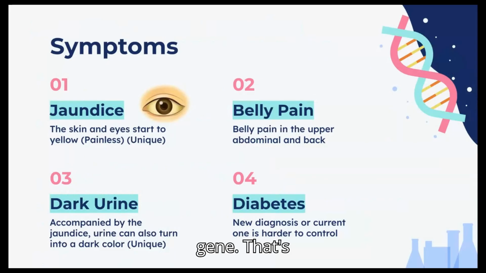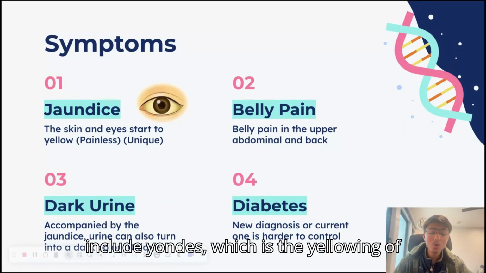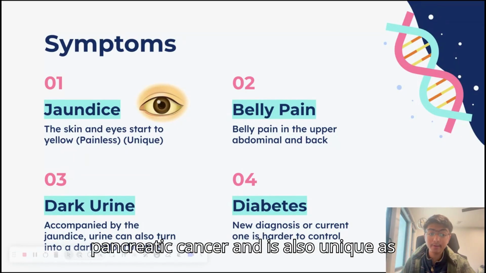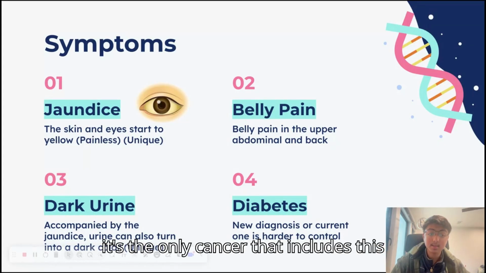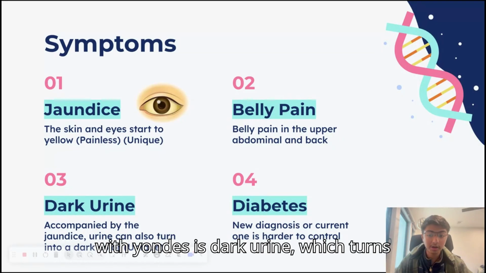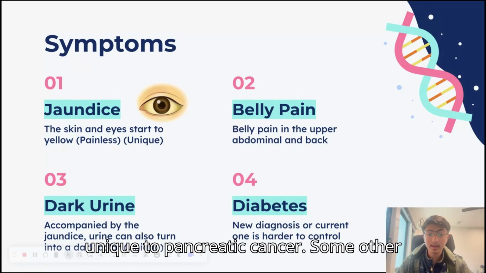Some of the symptoms of pancreatic cancer include jaundice, which is the yellowing of the skin and the eyes. It is painless in pancreatic cancer, and it is also unique as it's the only cancer that includes this symptom. Another symptom that accompanies jaundice is dark urine, which turns the urine a dark color, and it is also unique to pancreatic cancer.